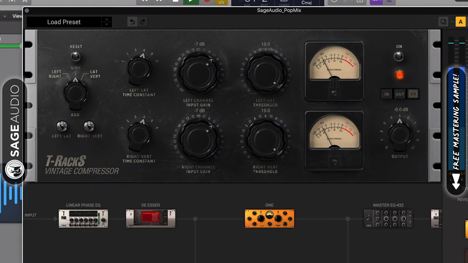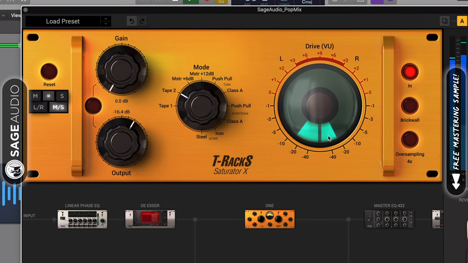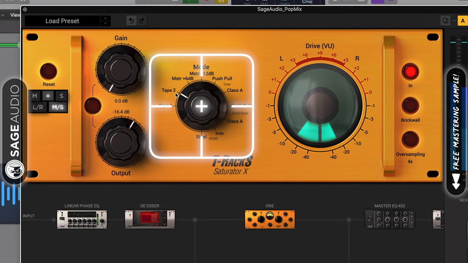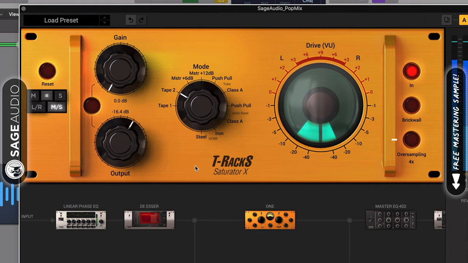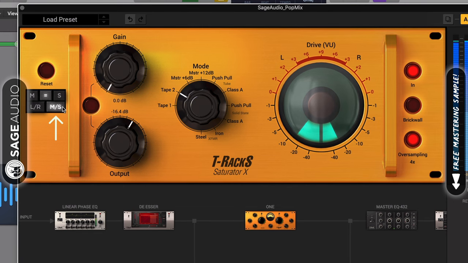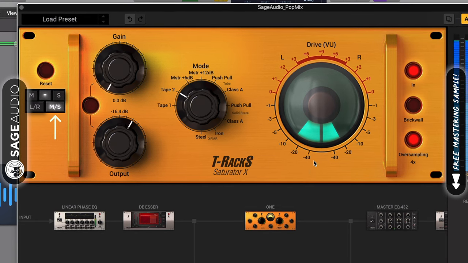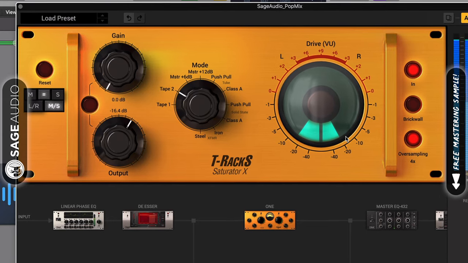Then I used some saturation to make the effect more pronounced and get a bit more power from the compressed signal. I used a tape 2 setting, which will provide some even and odd harmonics, and enabled oversampling, which is important when you're introducing distortion. Additionally, I used mid-side processing to cause differing amounts of distortion to the mid and stereo signals.